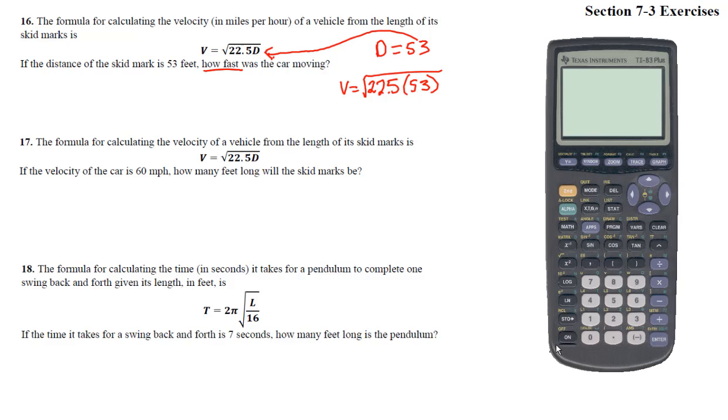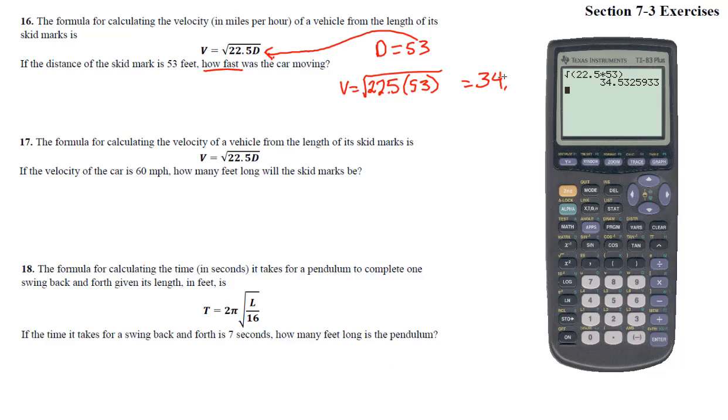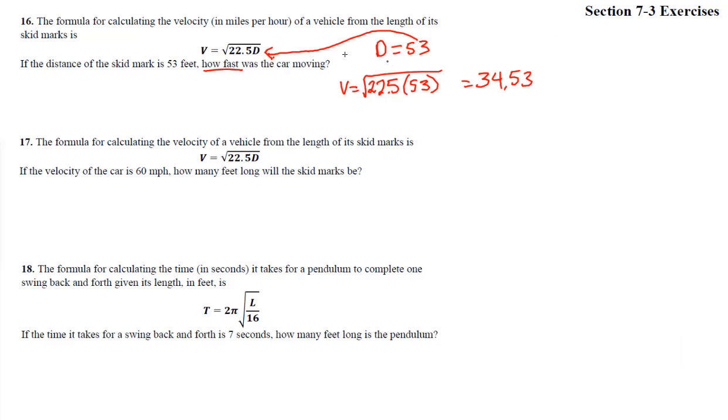So let's pull out our handy dandy calculator and punch that in. The square root of 22.5 times 53. And what do we end up with? Oh, so it's going to equal 34.53. And it looks like this is in miles per hour, so we better write that out. Miles per hour. And if you wanted to round 34.5, that would be perfectly all right.